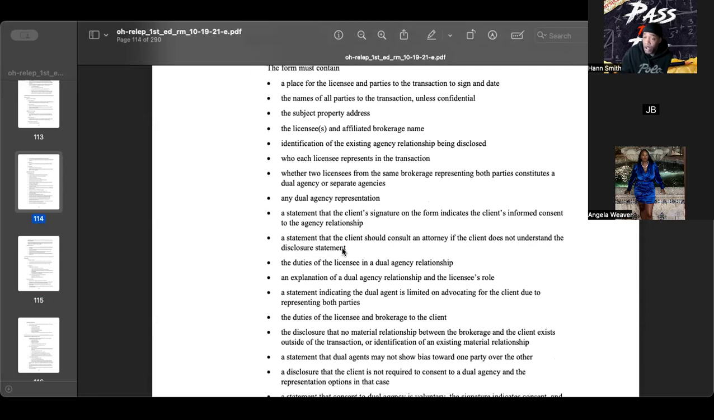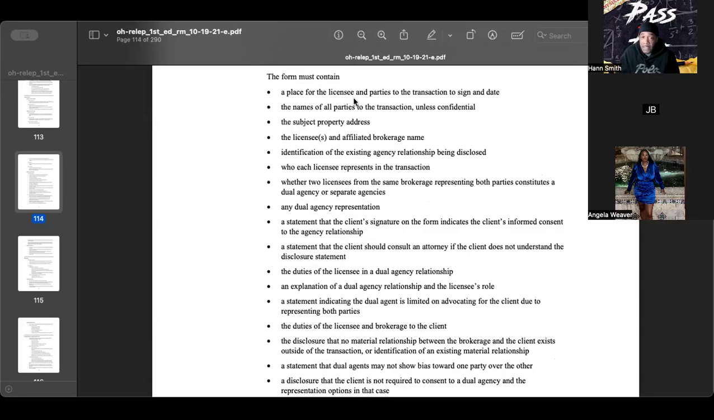All right. And I'm going to show y'all that form as well. But going over this stuff is like a place for the licensee and the parties to the transaction to sign and date. So these are all the things that are required for that document. You're probably not going to get asked a lot of questions, but I'm going to go over the agency disclosure form. That's this, and the consumer guide to agency relationship.